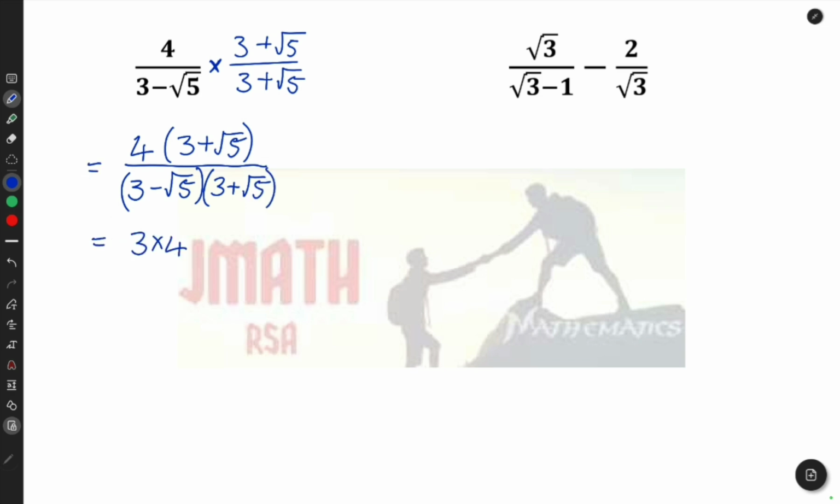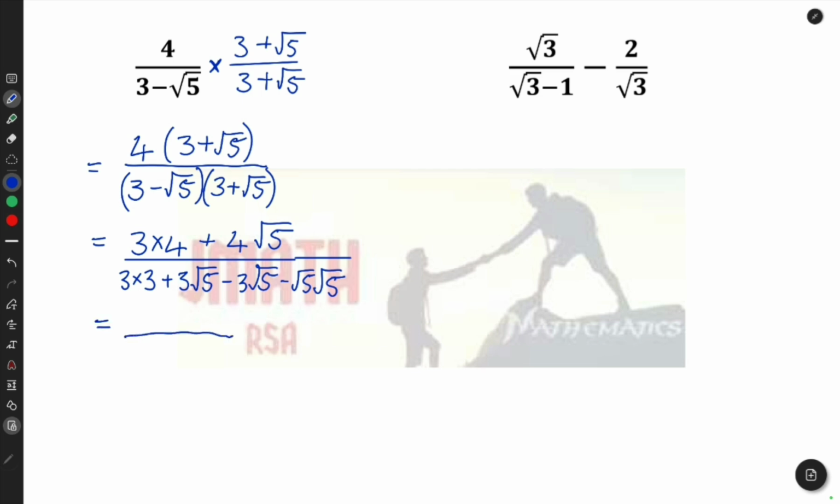So 3 times 4 plus 4 root 5 at the top. And then at the bottom, it's going to be 3 times 3 plus 3 root 5 minus 3 root 5 minus root 5 root 5. Okay, so like I say, you don't need to show all these steps every time. You can do it much quicker, but just so you know where these things are coming from.